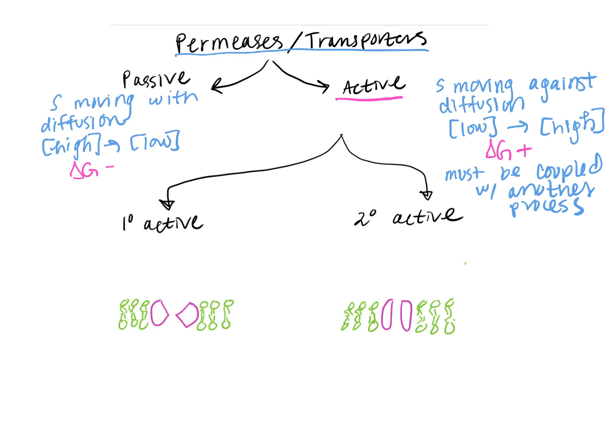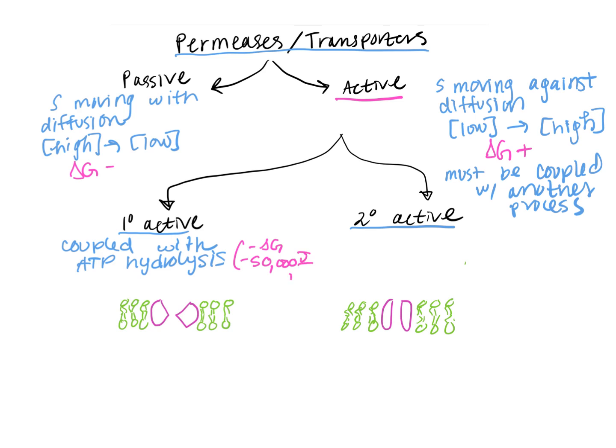And that leads us to the 2 other processes, the 2 types of processes to get a solute to move against its concentration gradient: primary active and secondary active. Primary active is when the movement of the solute is coupled with ATP hydrolysis. And ATP hydrolysis has a negative delta G, and the value of that is negative 50,000 joules per mole.